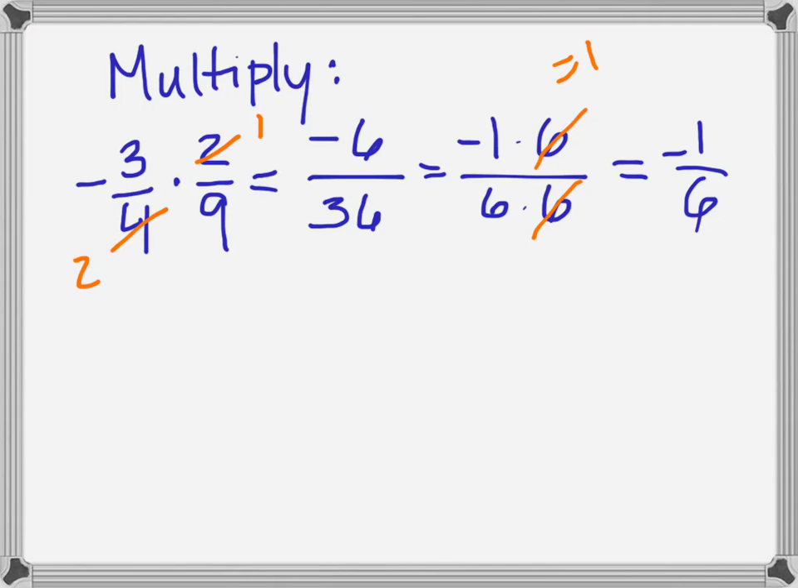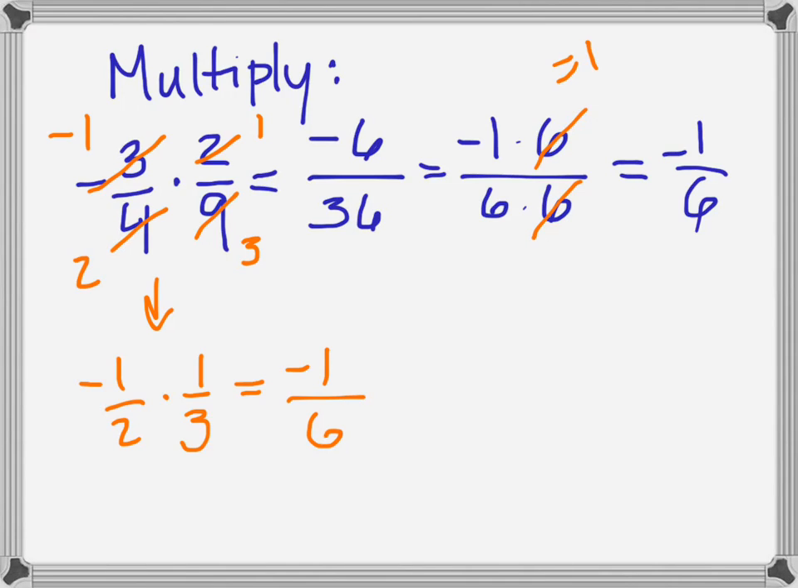And then if you also happen to notice that the -3 and the 9 can both be reduced by 3, it's okay to do that then as well. So -3 divided by 3 is -1, and 9 divided by 3 is 3. And then from there, I would continue on with my multiplying, and we would now do -1/2 times 1/3, and then do the same thing. -1 times 1 is -1, and 2 times 3 is 6. Alright, and that's the same answer there.